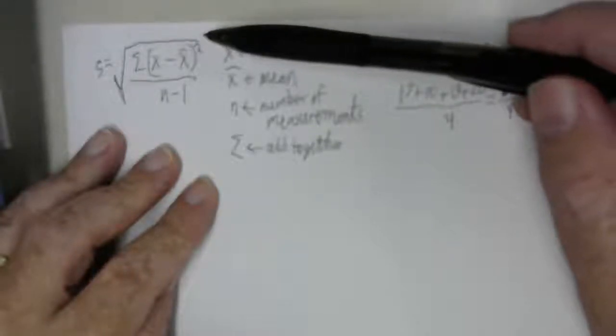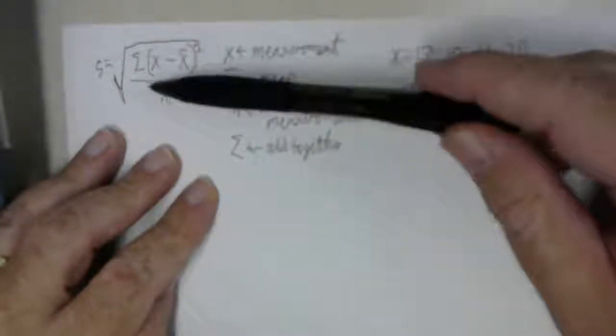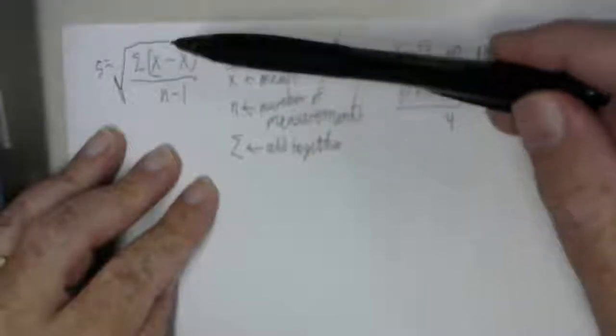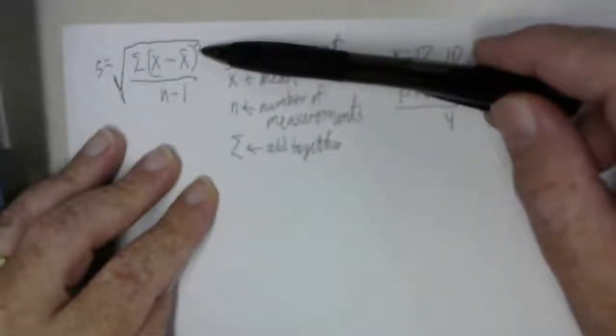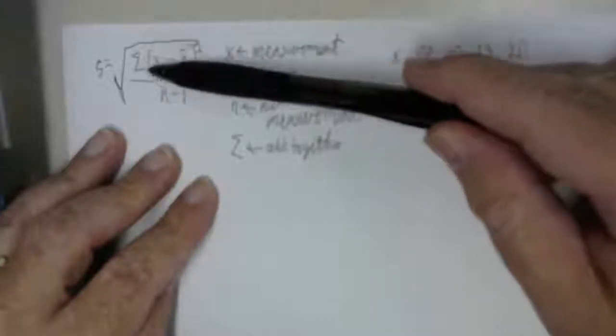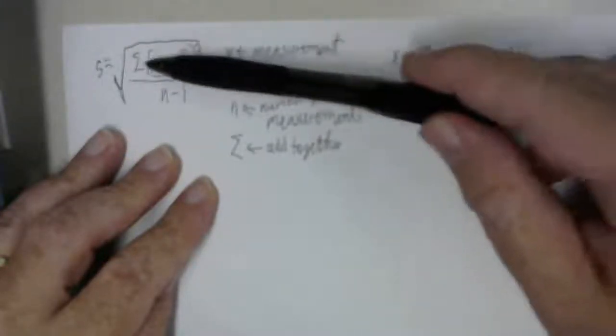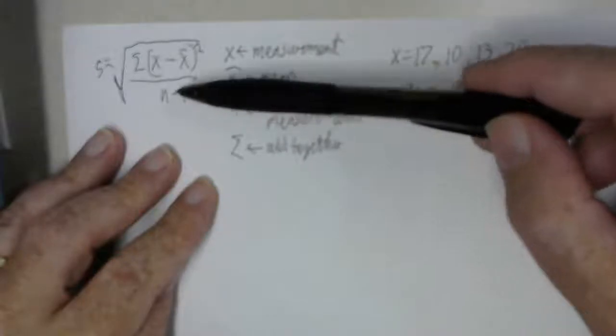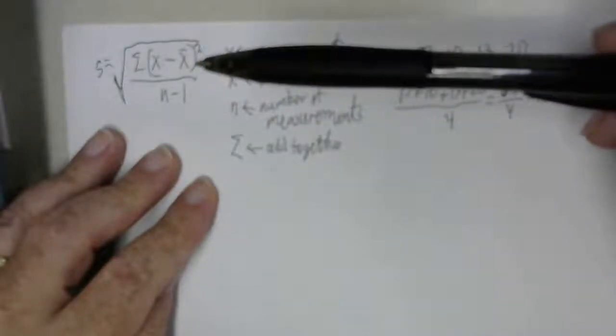And I need to know that I'm going to work from the inside out. I'm going to do what's in the parentheses first. I'm going to square those results. Then I'm going to do this symbol, capital sigma. That gives me the top of the fraction, then I divide by this. But what are the steps then?